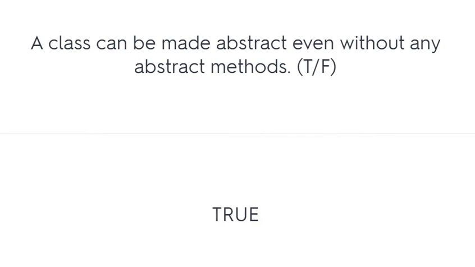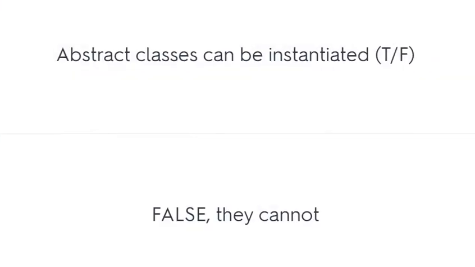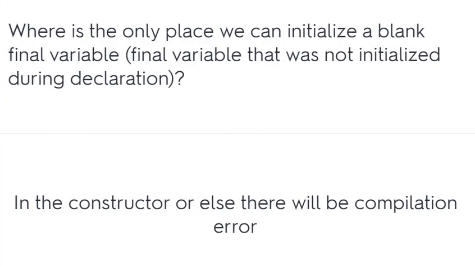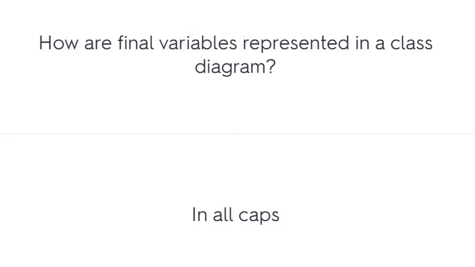A class can be made abstract even without any abstract methods. True. Abstract classes can be instantiated. False. They cannot. Abstract methods enforce overriding. True. Where is the only place we can initialize a blank final variable? In the constructor, or else there will be compilation error. How are final variables represented in a class diagram? In all caps.